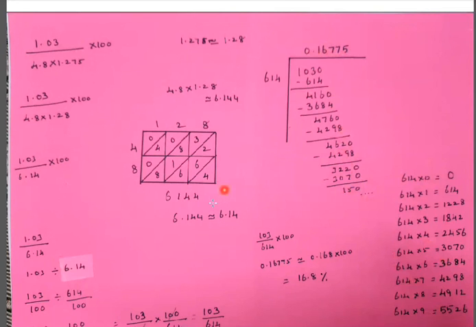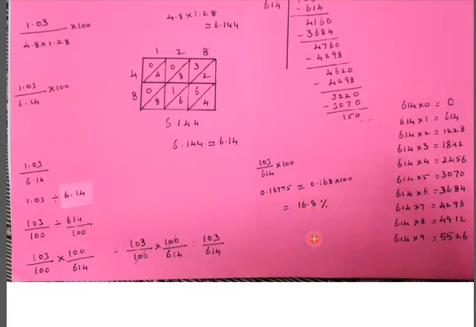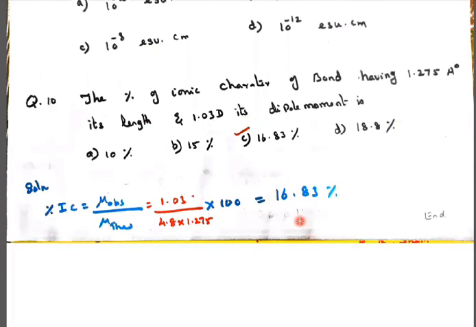So we are getting 0.16775. Making this into 0.1677, I have added 1 to the 7, making 8. So 0.1688 into 100, after this we are getting 16.8%. So our answer is 16.83%. Is this option C? Yes, option C is the correct answer.